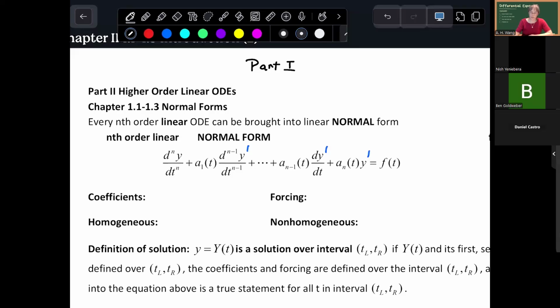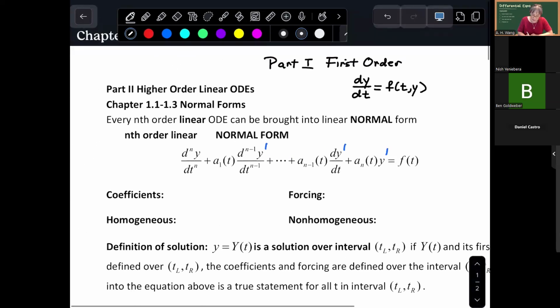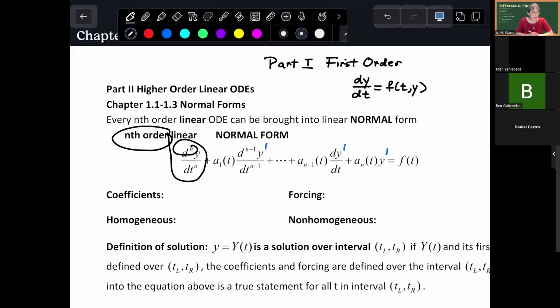Okay, so we're in part one. What we did was first order. First order means first derivative. So first derivative is right here, and it didn't have to be linear. But now what we're doing is nth order, so nth derivative right here.